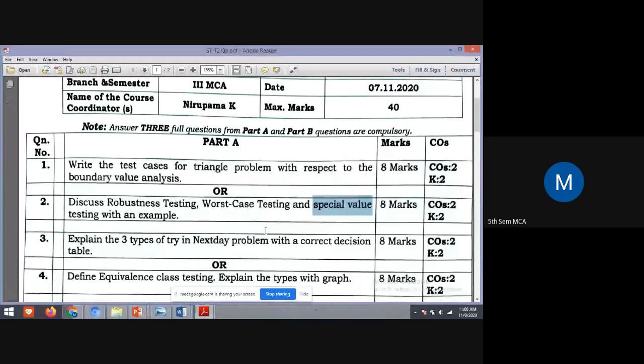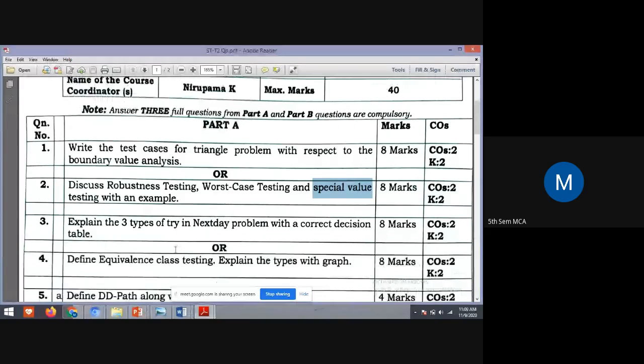Next, the fourth question is data equivalence class testing. So define equivalence class testing, and explain the types with graph. Yes, everybody, I have still not started the correction, students. I wanted to know how you people have written the test. Anybody have doubt out of these questions?